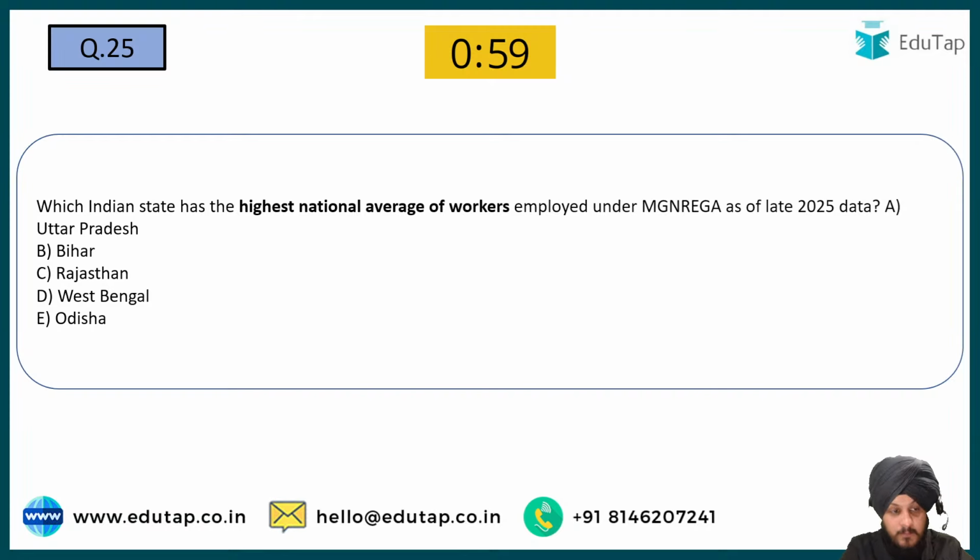Question number 25. Which state has the highest national average of workers employed under MGNREGA as of late 2025 data? A. UP, B. Bihar, C. Rajasthan, D. West Bengal, or E. Odisha?